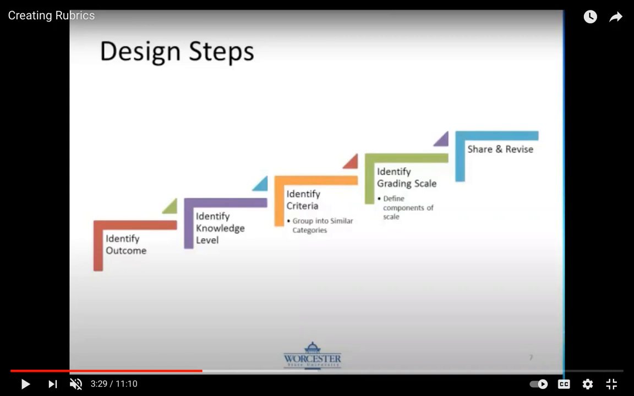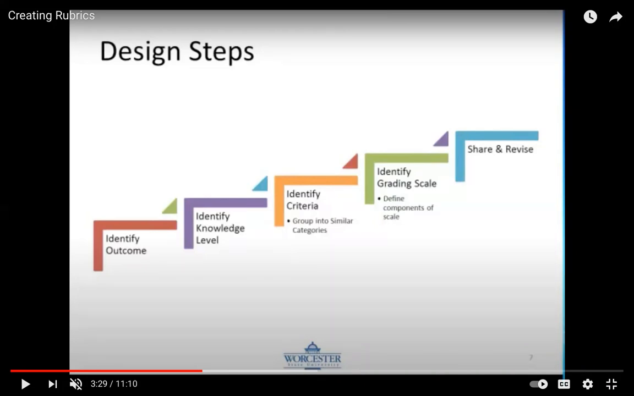Then identify the criteria. It's better if you classify them into similar categories. It's going to be easier for you to design the assessment in this way.